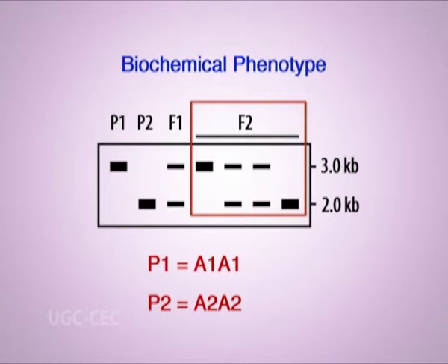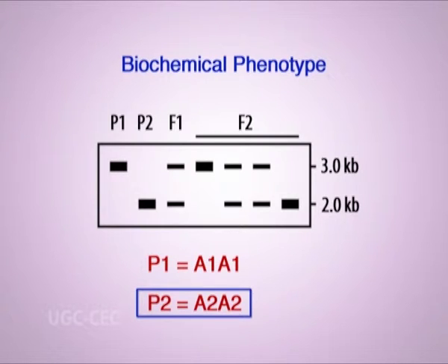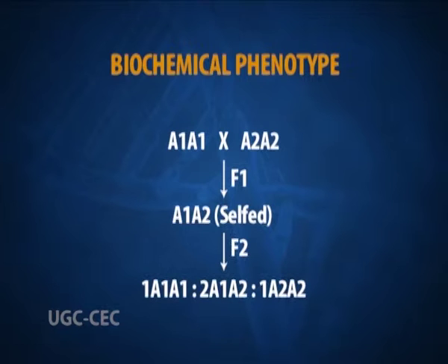However, F2 generation will segregate for 3 genotypes in a 1:2:1 ratio. In this, genotypic designation will be 3 kb fragment is allele A1, the genotype of parent 1 will be A1A1, and 2 kb DNA fragment is allele A2 and the parental genotype will be A2A2. F1 generation will be heterozygous having A1A2 genotypes, and F2 generation will be 1 A1A1 is to 2 A1A2 is to 1 A2A2.